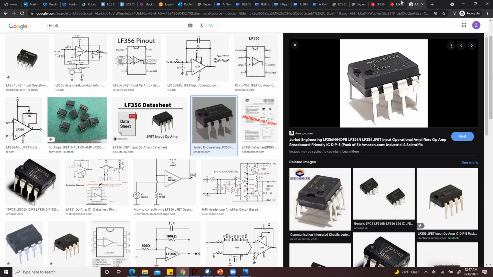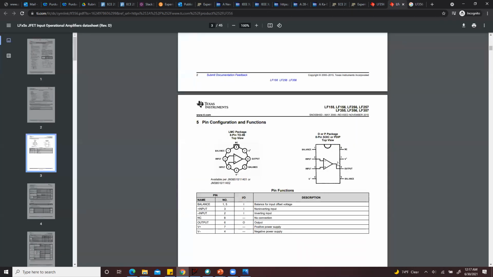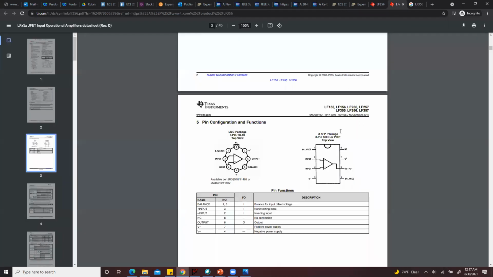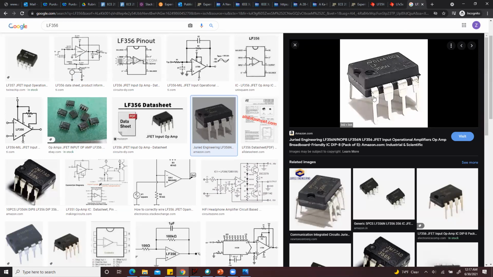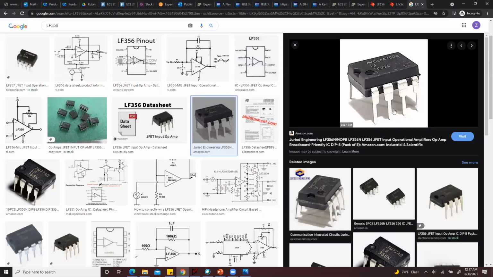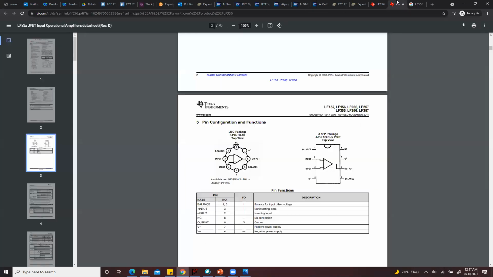This is the pin layout, and you see this little half square thing. That indicates the direction. So on the left of this thing, that's pin 1. That means this pin is pin 1. So pin 1, pin 2, pin 3, and pin 4.